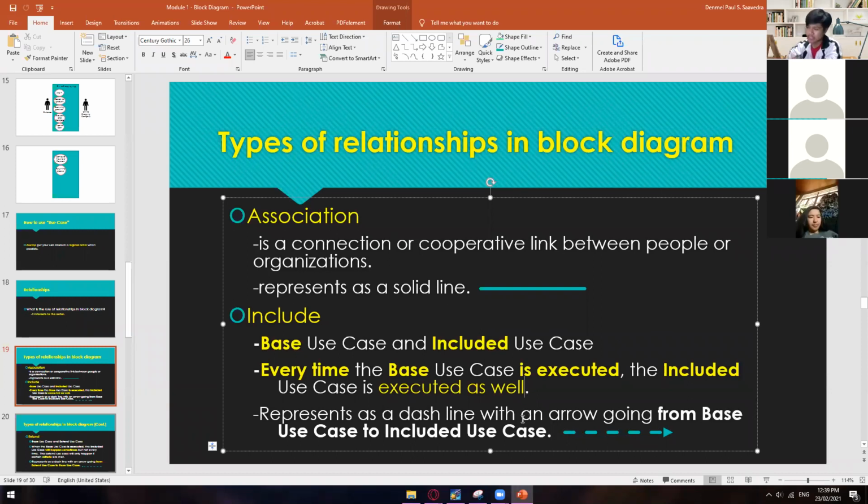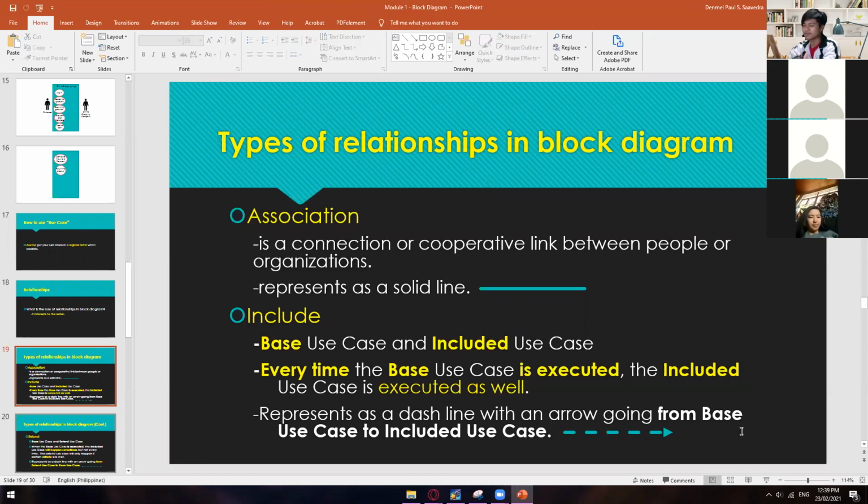So it's a dash line arrow. So take note, it's an arrow going to the right. Okay, so yung nasa left side nyo is your base, and then the right side is the included use case. Alright, so it's very important na alam nyo yung direction. Okay, kasi kung hindi, baliktad na yun.